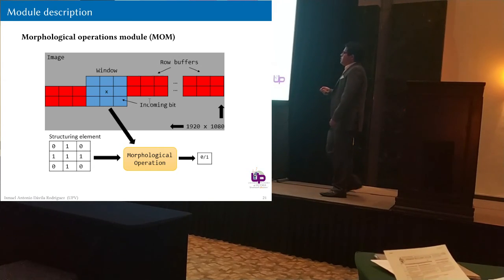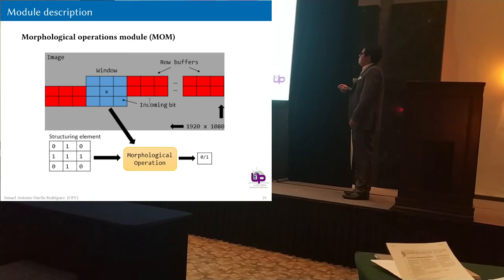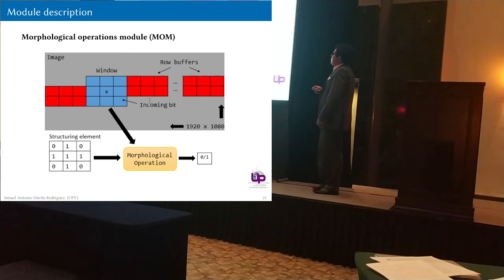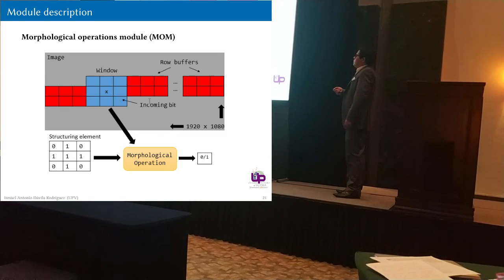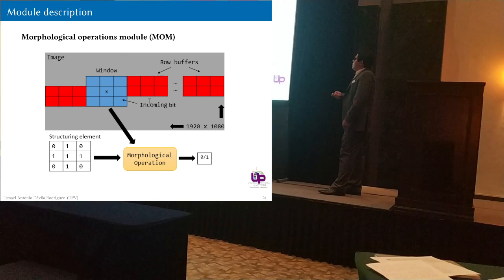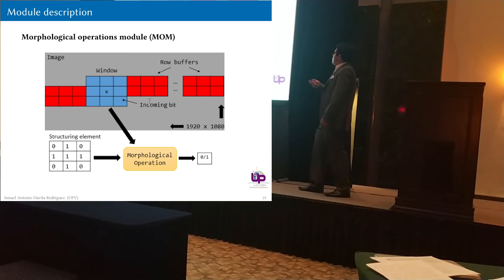So you can see here the window and the row buffers that we have to store all these bits to process the window plus the structural element and then make a morphological operation. If you see, this is the incoming bit, so each clock cycle a new bit is stored in the window, and this will be sliding over the image. And the output will be 1 or 0 depending on the morphological operation that was done.